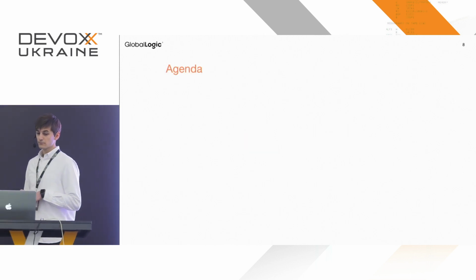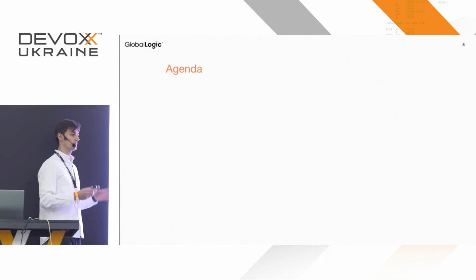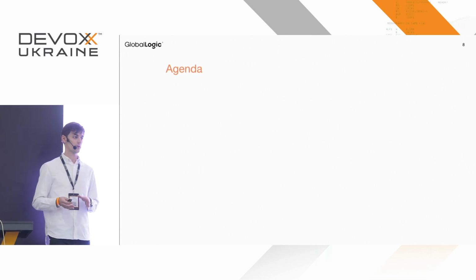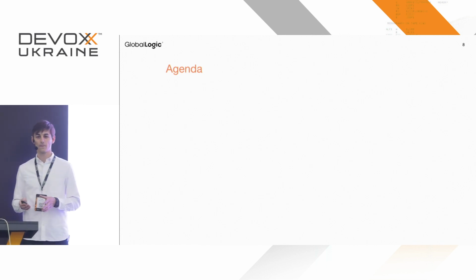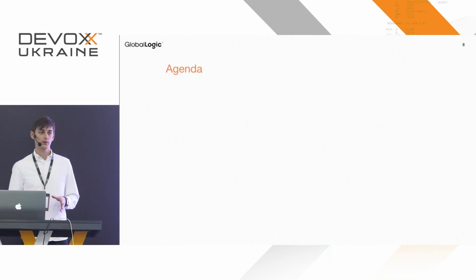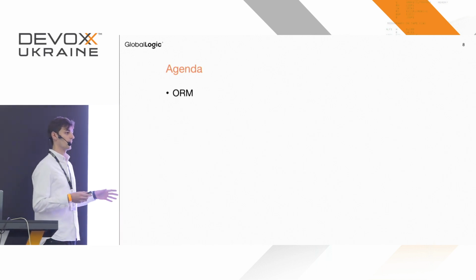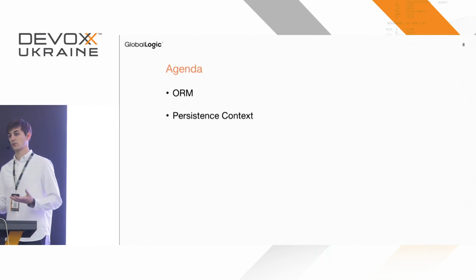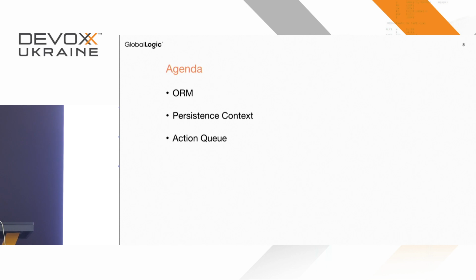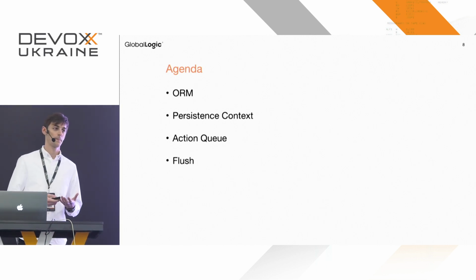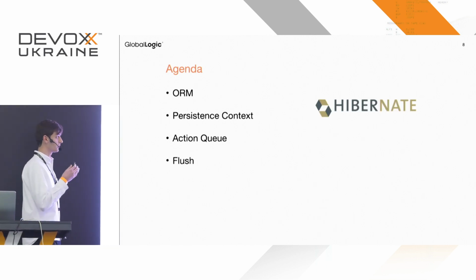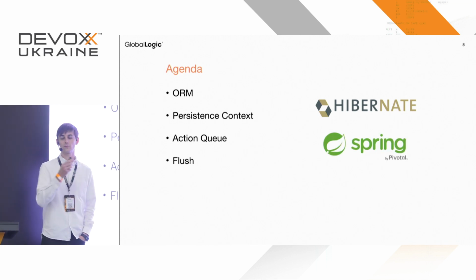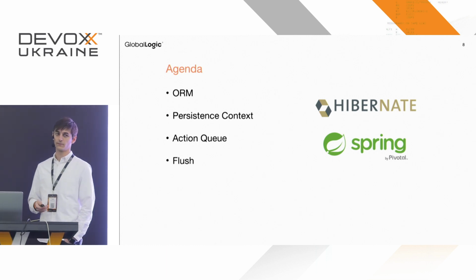So this talk is most suitable for people who have experience with Hibernate but don't know much about its details, okay? So in particular, we're going to discuss the ORM idea and how it's implemented in Hibernate. And we will talk about things like PersistenceContext, ActionQueue, and Flush, okay? So we will check some code examples using pure Hibernate and some Spring-related examples as well.